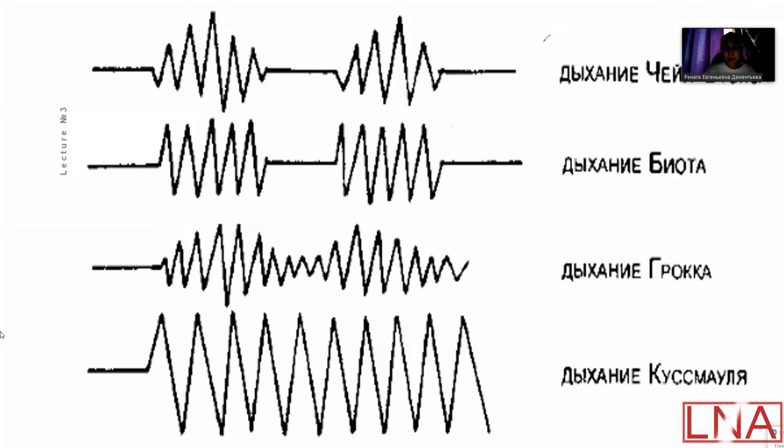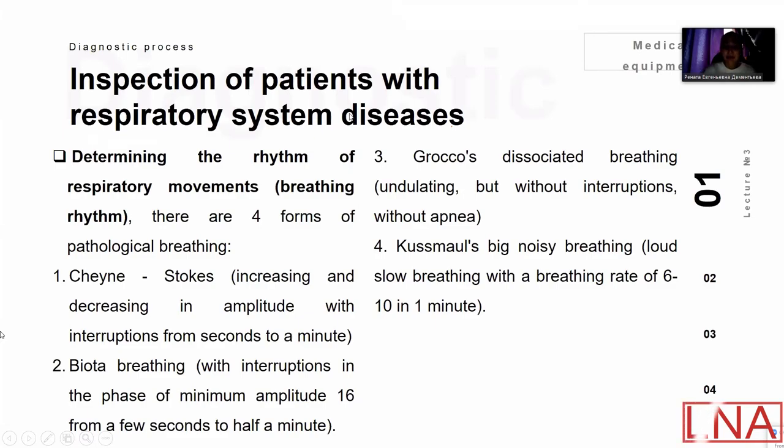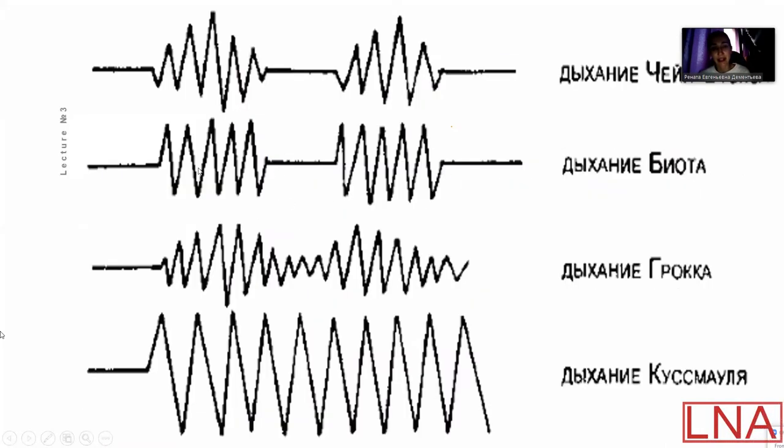Next, the type of pathological breathing is Biot breathing. Which signs of Biot breathing do we have to know? Pauses in the phase of minimum amplitude, from a few seconds to half a minute. Look at the graphic: normally the amplitude is the same, not changing as in chain strokes, and then pauses from half to a minute.